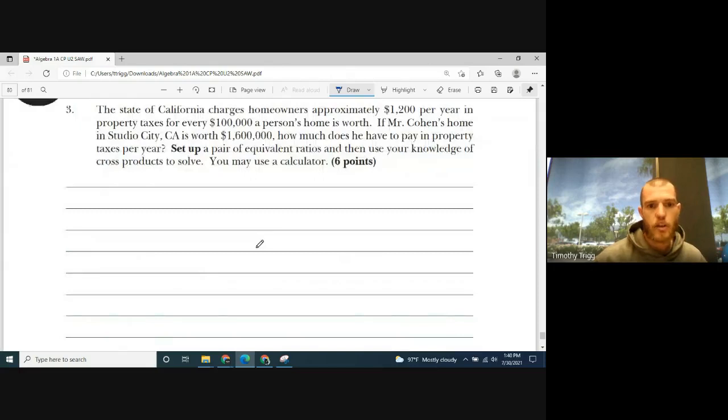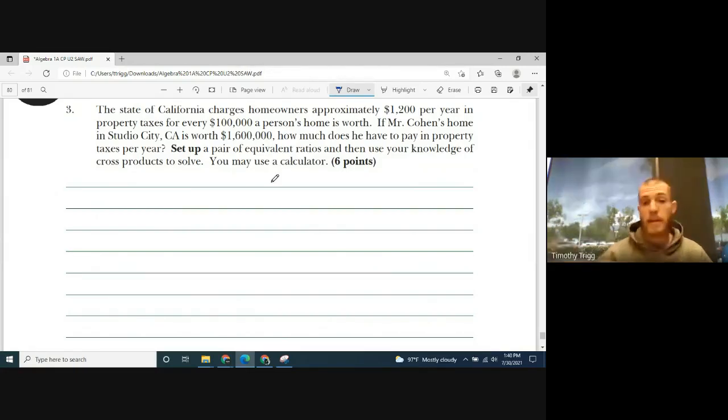The state of California charges homeowners approximately $1,200 per year in property taxes for every $100,000 a person's home is worth. If Mr. Cohen's home in Studio City, California is worth $1,600,000, how much does he have to pay in property taxes per year? Set up a pair of equivalent ratios and then use your knowledge of cross products to solve. You may use a calculator.